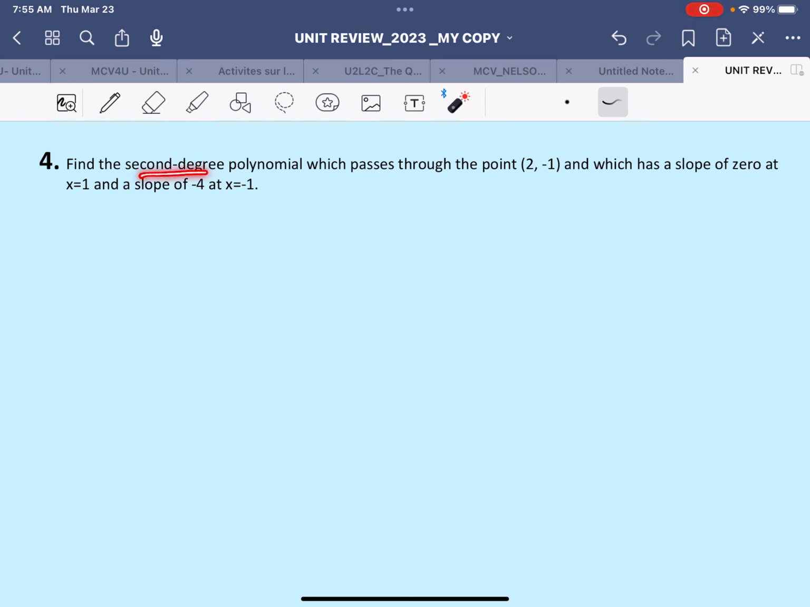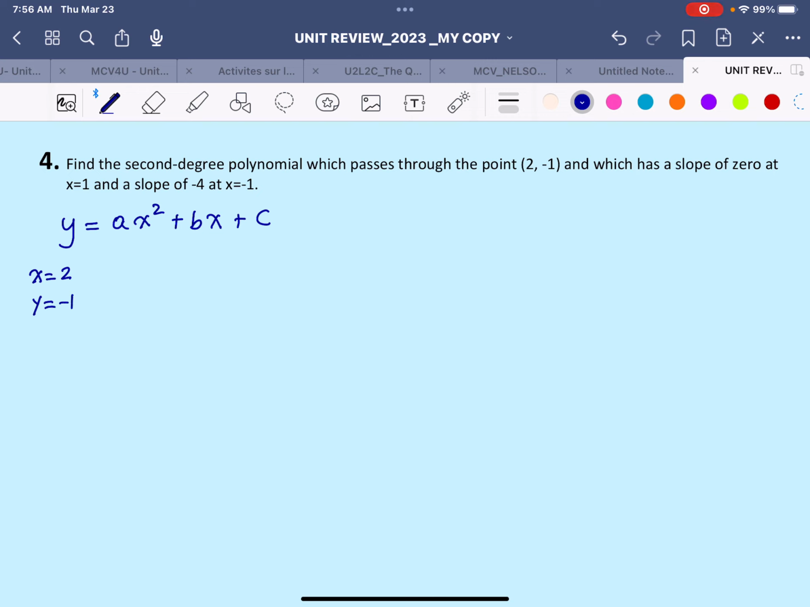So we have to find a second degree polynomial function. So that means we have to find an equation of the form y equals ax squared plus bx plus c. So in order to find the equation, it means that we need to find the values of a, b, and c. Now, we are given that this function will pass through the point 2 and negative 1. So what that means is that at x equals 2, the value of y would be negative 1. So that's the first piece of information.